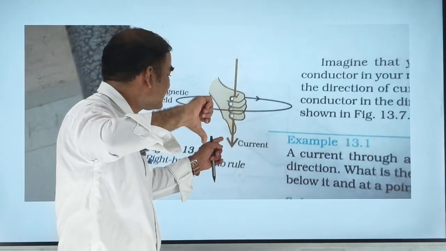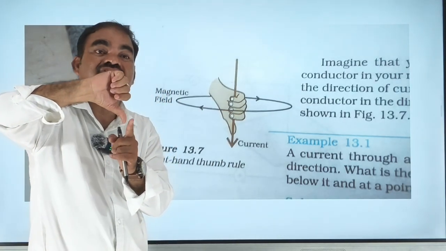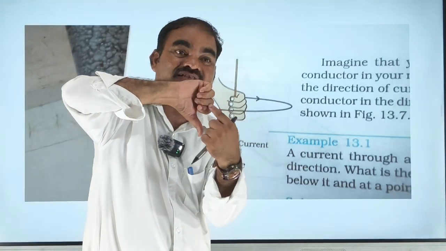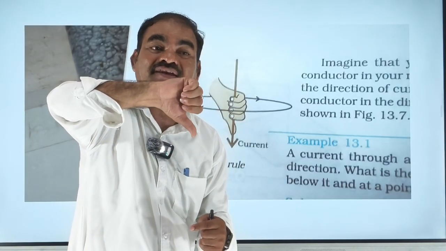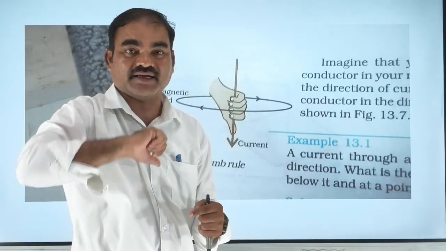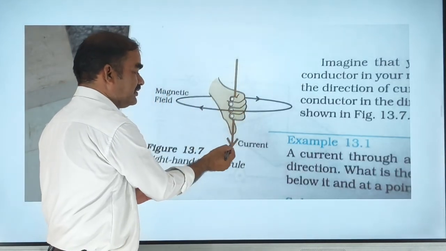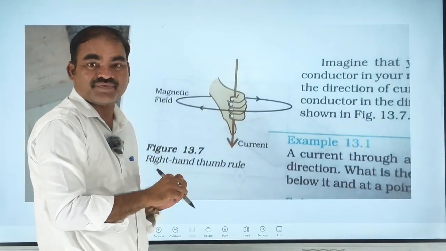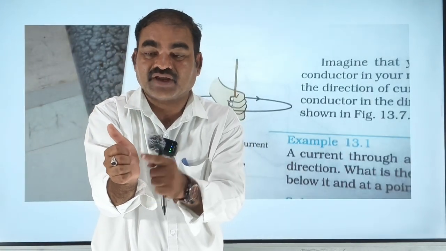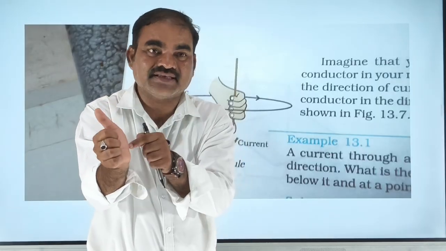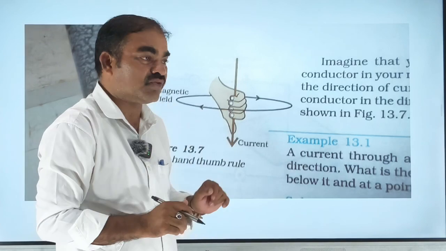Now you can see the diagram here. The thumb indicates the direction of the current, and the folded fingers indicate the direction of the magnetic field, which is in concentric circles. Both directions are very important here, this arrow mark and this arrow mark. If you draw the current upside, the arrow marks will change. This is important to remember while drawing this.